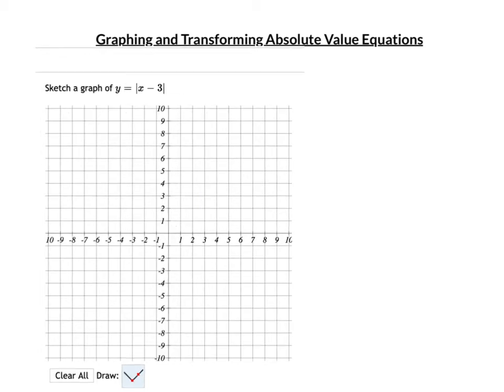Y equals the absolute value of x minus 3. X has been replaced with x minus 3. Since x is replaced, it's horizontal. Horizontal is the inverse, so instead of moving it to the left, it moves it to the right. So the first point is at 3, 0. Notice that 3 minus 3 makes 0, the absolute value of 0, so 0. The rest of the graph is exactly the same. The slopes are 1 on one side and -1 on the other. You can always make a table if you get confused.